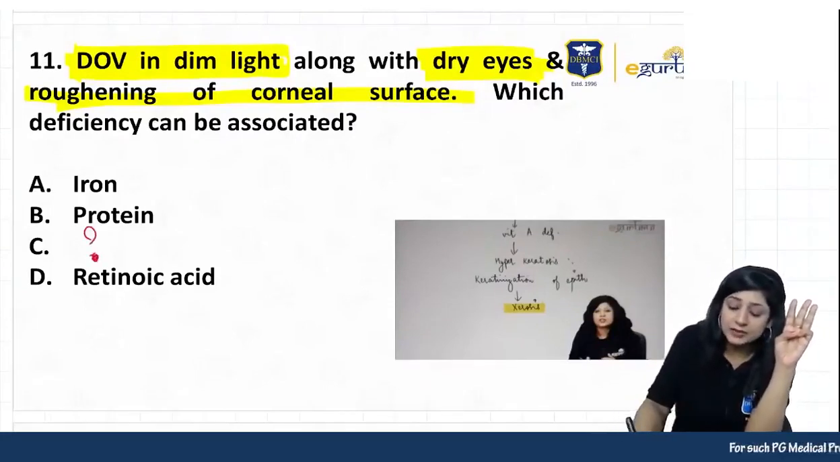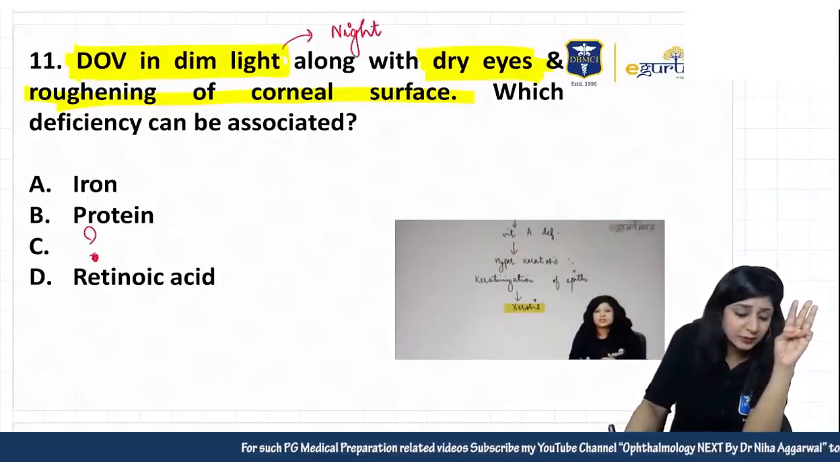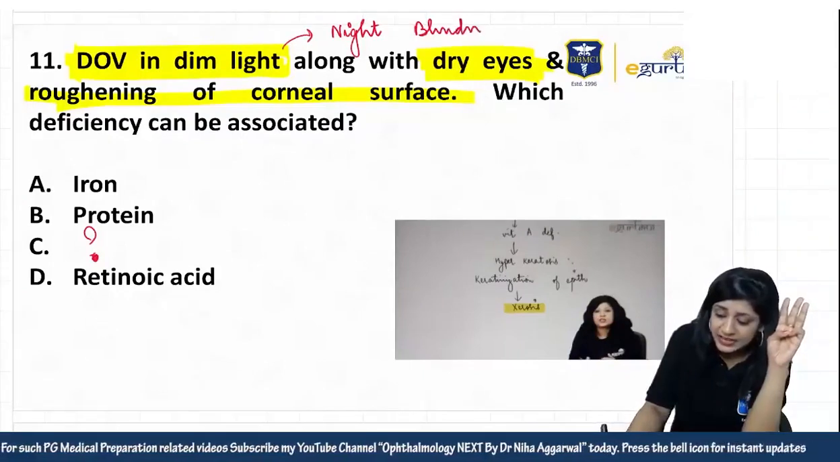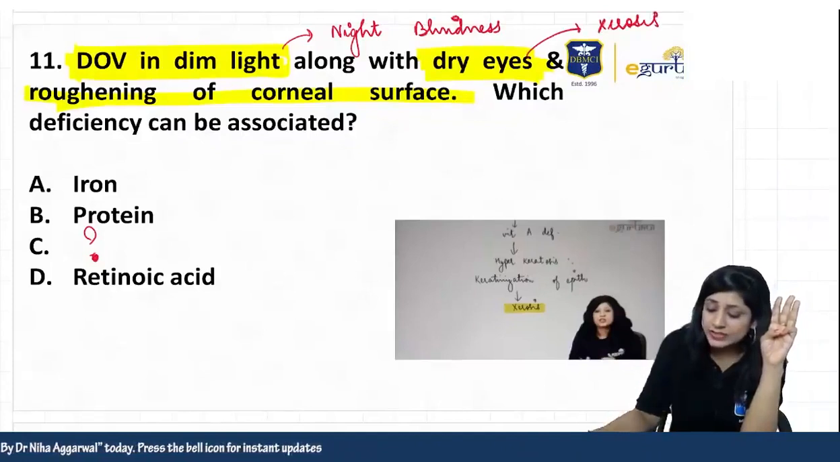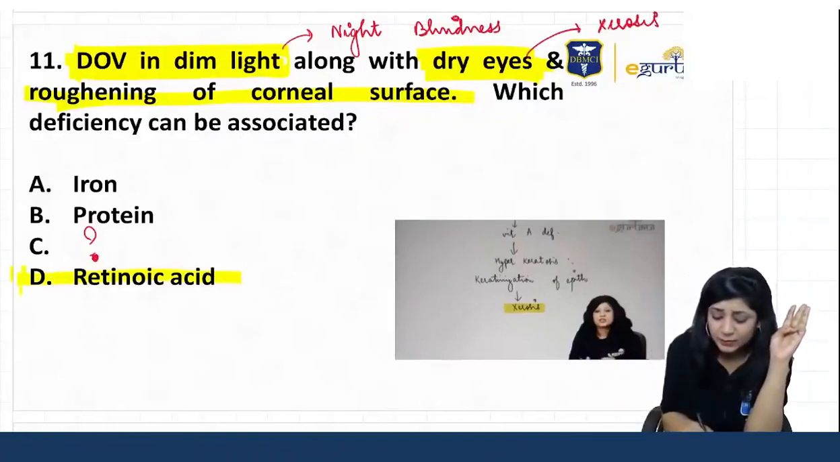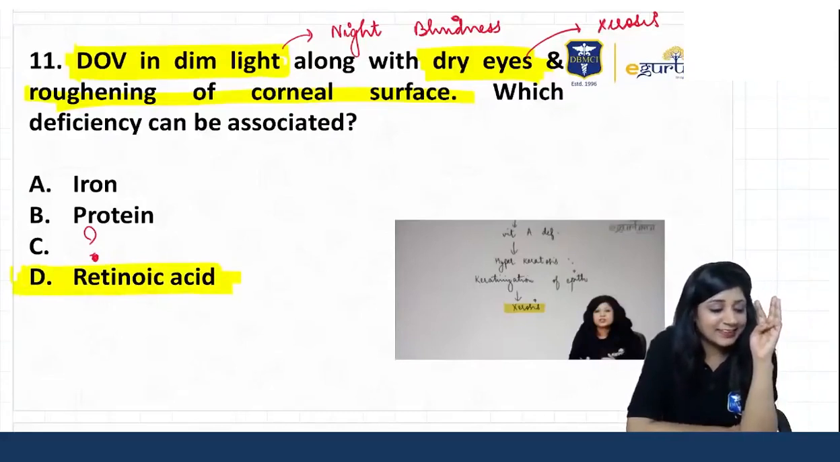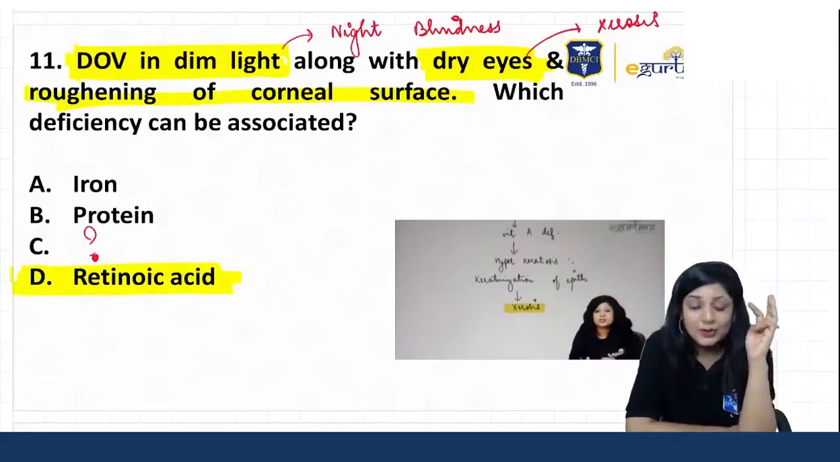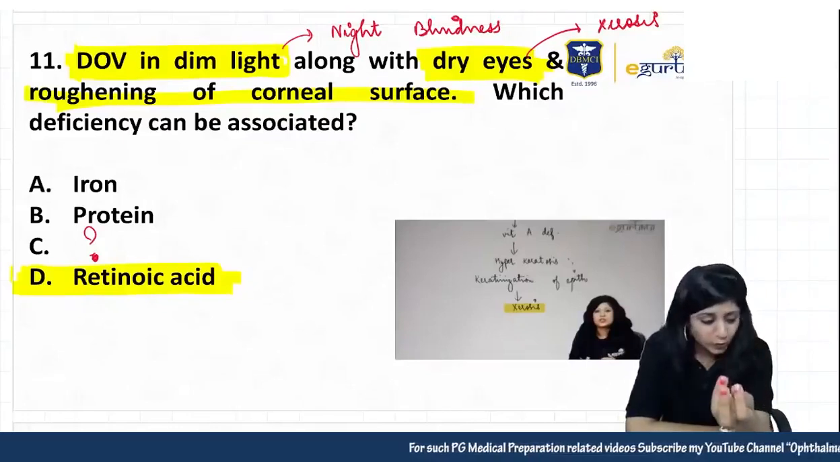Diminution of vision in dim light, we were getting the night blindness kind of thing. There is dryness, so we are getting xerosis here, and we are also getting roughening of the cornea. So the answer will be retinoic acid. They are asking about vitamin A deficiency. So iron was there, protein was there, retinoic acid was there. Other than that, I do not know the 4th option. If you people know, please help me.